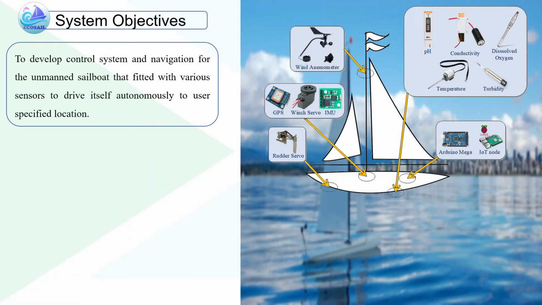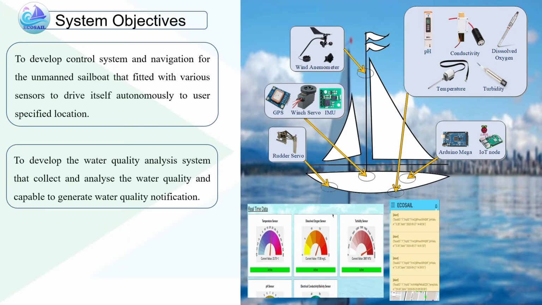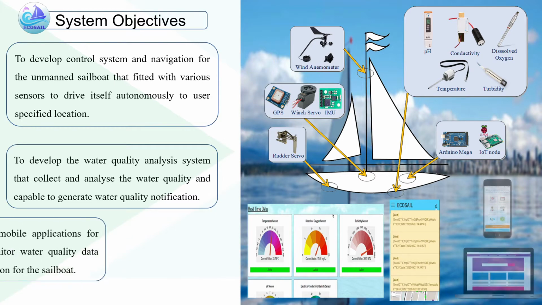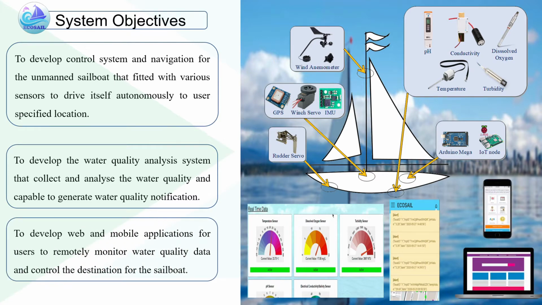To address the issues mentioned above, ECOSAIL aimed to develop a control system and navigation for an unmanned sailboat fitted with various sensors to drive itself autonomously to a user-specified location. Then, a water quality analysis system is able to collect and analyze the water quality data and generate water quality notifications when the water sensors meet the threshold limit. Last but not least, web and mobile applications let users remotely monitor the water quality data and also control the destinations for the sailboat to collect the water quality data.